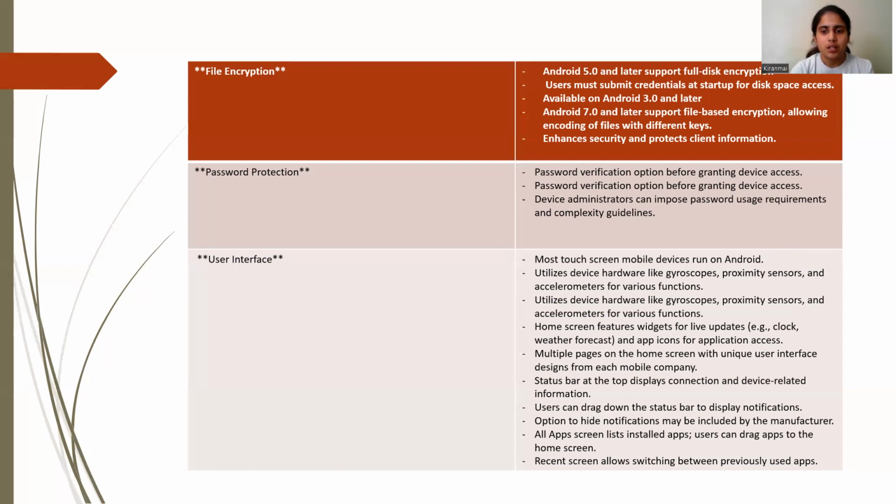And there's a status bar at the top that displays connection and device related information, and users can drag down the status bar to display notifications, with an option to hide the notifications. The all apps screen lists installed apps. Users can drag apps to the home screen, and the recent screen allows switching between previously used apps.